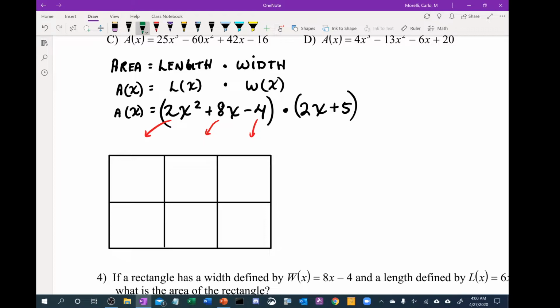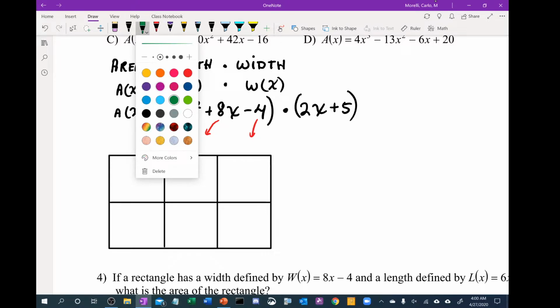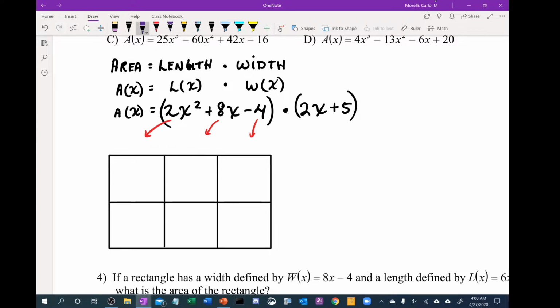Let's choose a different color here. Let's put these in purple. So we have 2x squared plus 8x minus 4. Okay, like I said, couldn't be easier. Now this 2x plus 5 piece, that gets written on the vertical side. So we go over here and we write 2x and then plus 5. Now, all you have to do to fill out these boxes is just multiply the pieces together.